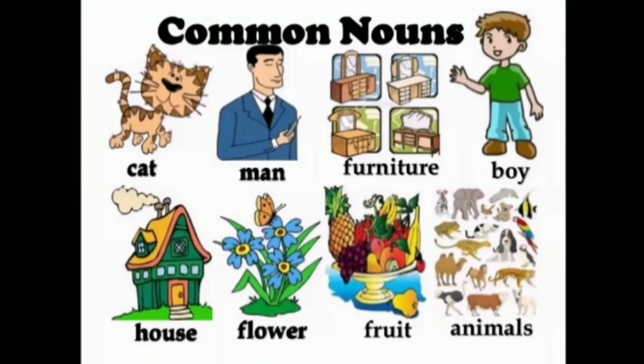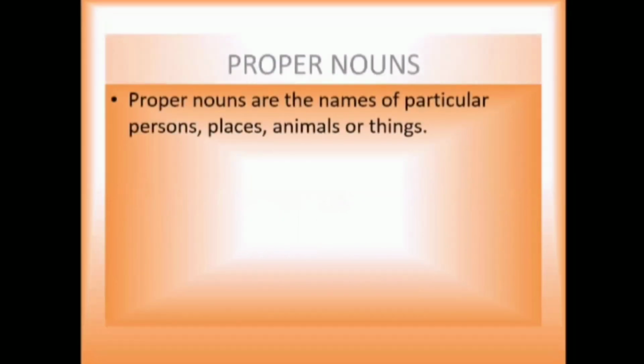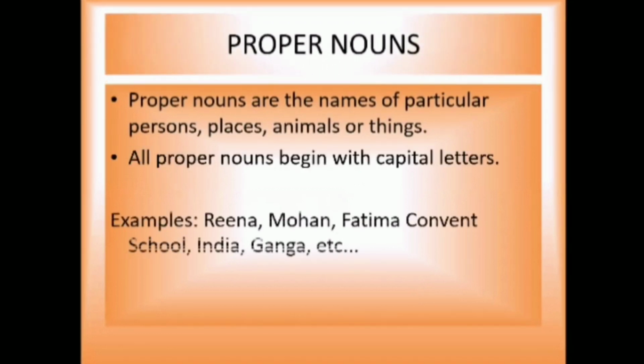See, here are some more examples of common nouns. Cat, man, furniture, boy, house, flower, fruit, animals. Now next, we are going to learn about proper nouns. So what are proper nouns? Proper nouns are the names of particular persons, places, animals or things. All proper nouns begin with capital letters. For example, Reena, Mohan, Fatima Convent School, India, Ganga, etc.